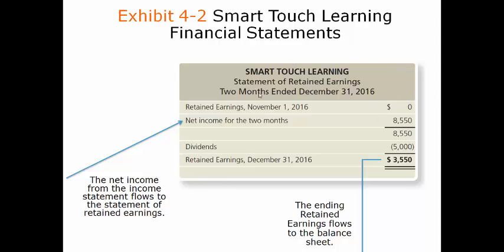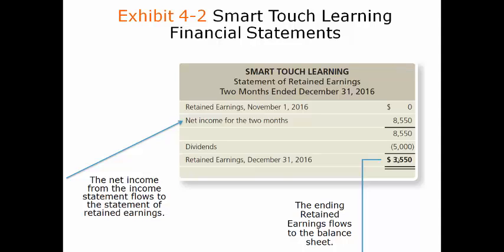Let's start at the top of this again. Smart Touch Learning, statement of retained earnings for the 2 months ended December 31st, 2016. And we have net income for the 2 months, $8,550. That comes from the income statement. And then we have dividends for the 2 months. It said that they paid out $5,000 in dividends. And what ends up happening is you have retained earnings of $3,550, and that becomes the ending retained earnings on the balance sheet. So those are the steps that you have so far.